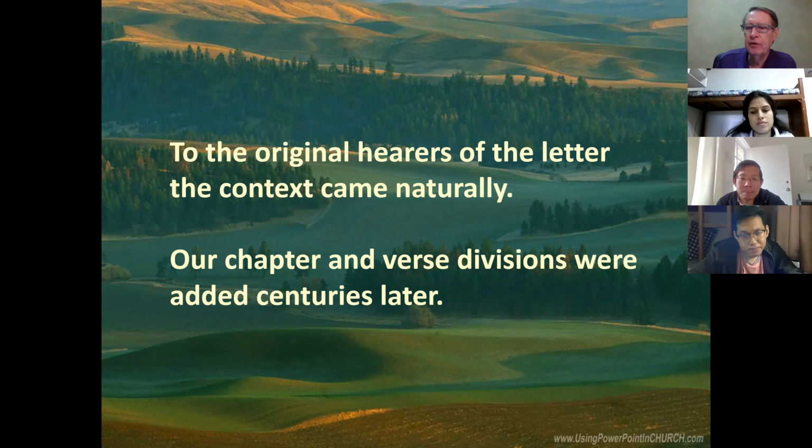Now, there were several different ways of dividing it into chapters that were done over the centuries. The one that we use today was developed at the beginning of the 13th century by Stephen Langton. The first Greek New Testament to have verse divisions was one published in 1551, and it was developed by a man by the name of Robert Stephanus. And his son reported that he made the verse divisions on a trip between Paris and Lyon.